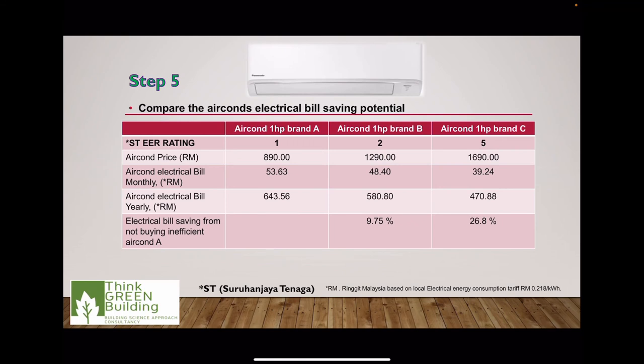Now we sort based on star rating, from the lowest to the highest. Then we see the aircon price, then the electrical bill monthly and yearly also. So from that you can compare. For aircon B, when you buy aircon B, you can get an electrical saving of 9.75%, that is up to 10% compared to buying the not efficient aircon A. When you buy the most efficient aircon, aircon brand C, among those three aircon, you can get the saving up to 30%, that is 36.8%. So the more efficient aircon you buy, the higher the saving.